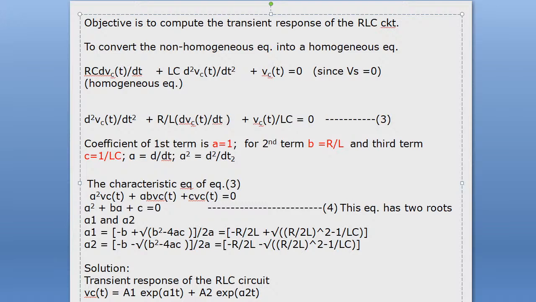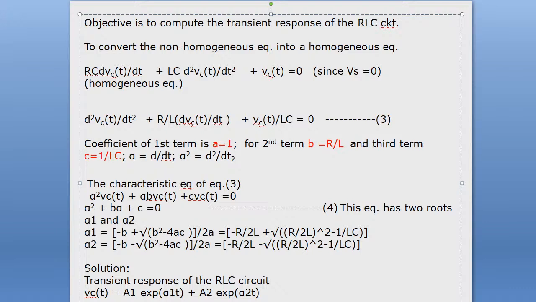After getting the homogeneous second order differential equation, our next task is to compute the roots of this homogeneous equation, because we know that the solution of this equation is a1 exponential of the first root into t plus a2 exponential of the second root into t. Because this is a second order differential equation, it has two roots.